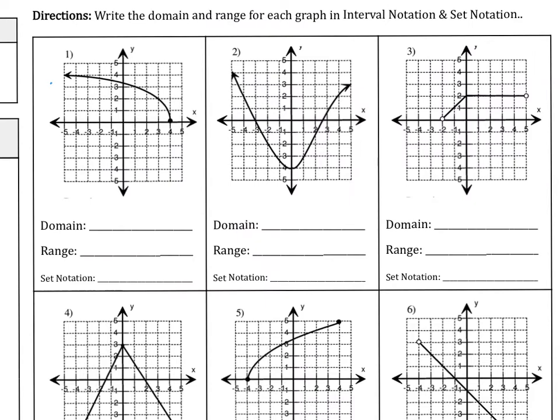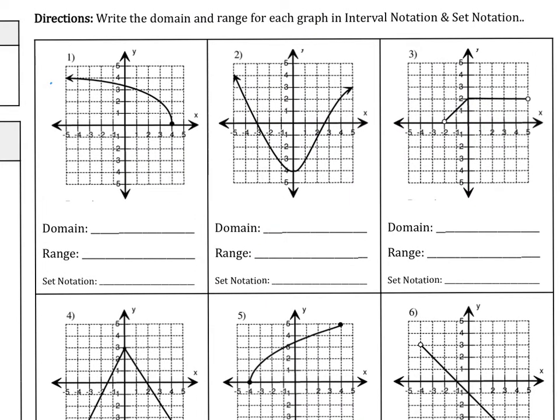Next, we are going to do numbers 1, 2, and 3. For these three problems, we are going to write the domain and range for each graph in interval notation and set notation. For number 1, this is the point 4 comma 0 and it is a closed circle, so I'm going to use the closed bracket, and this arrow shows that it's going this way forever, so it means it's rising up and going to the left.